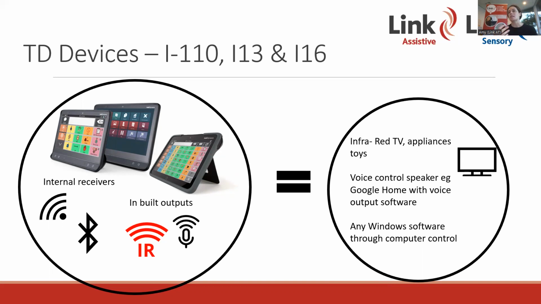And therefore, what that lets us control is infrared appliances. That might be TV, might be infrared toys. If we've got an output of voice, we can control the Google Home, for example. And essentially, because you've got internet access, you can really control anything that's within Windows. So you can access your internet browser, Facebook, etc. Again, if you're using computer control that we talked about before.